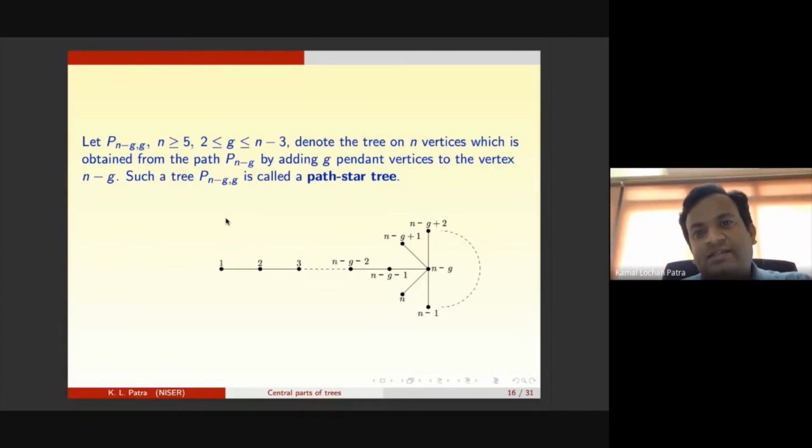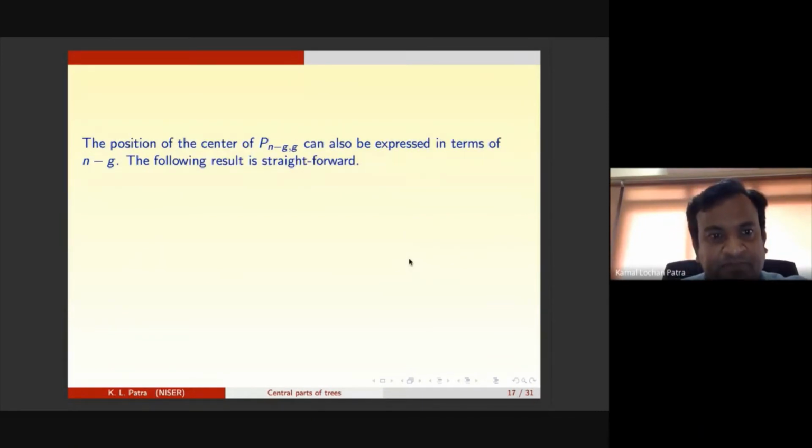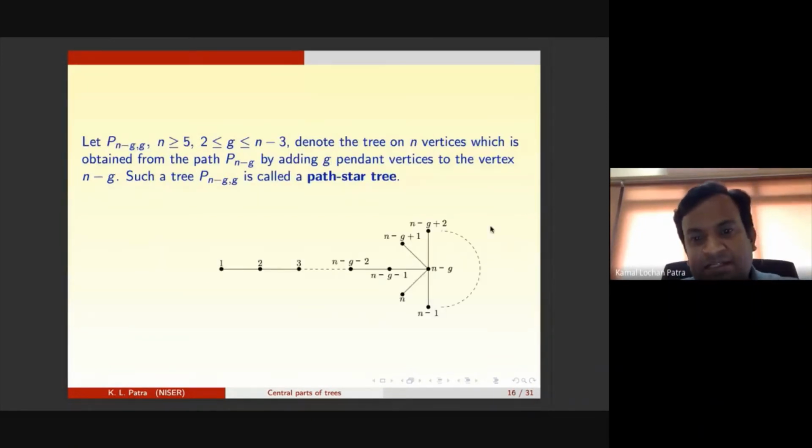So why this tree? If you consider this on n vertices, there are n minus 4 such trees, with g from 2 to n minus 3. But if you take any tree on n vertices, there are more than n minus 4 non-isomorphic such trees. So if we concentrate on these trees, this study becomes easier. And for these kinds of trees, at least studying center and centroid will be easier.